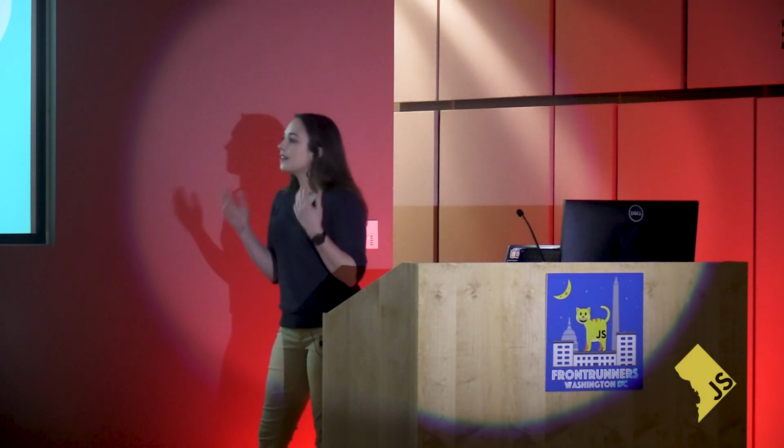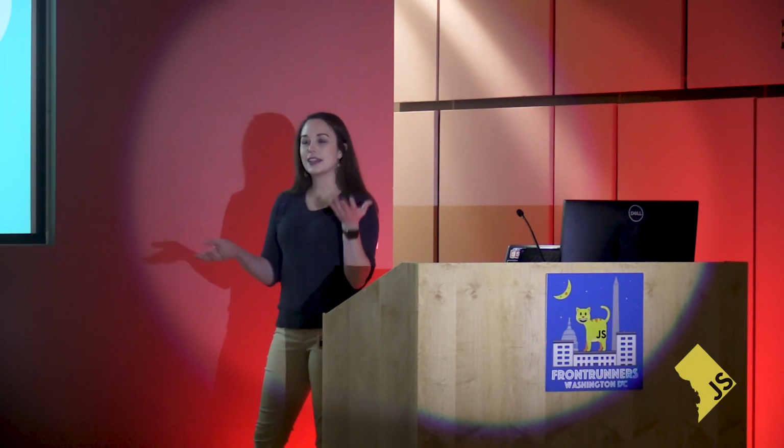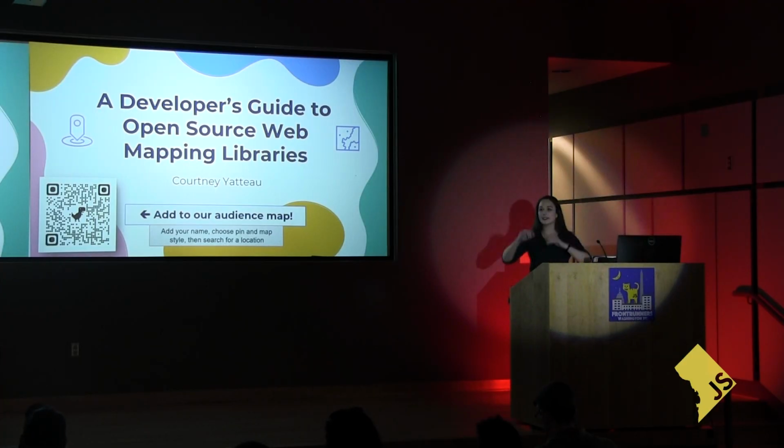All right, so it's a fun little app that you can just show where your favorite location that you have visited is. So we'll look at that in a little bit, but just go ahead and add your favorite location. You add your name, choose a pin and map style, and search for a location. It's really simple. Not a lot of instructions, but anyway. All right, so let's get into it.